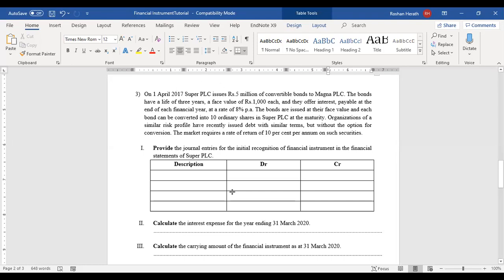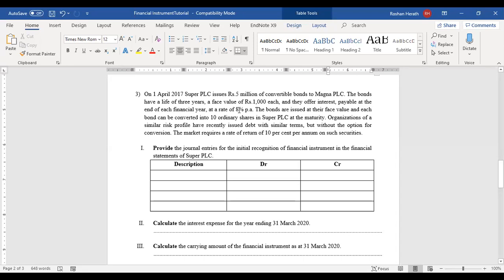So let's see. On 1st of April 2017, Super PLC issued rupees 5 million of convertible bonds to Magna PLC. The bonds have a life of 3 years and a face value of rupees 1000 each. So the par value, the face value of the bond, is rupees 1000. They offer interest payable at the end of each financial year, so interest is payable in arrears at a rate of 8% per annum. That is the coupon rate.